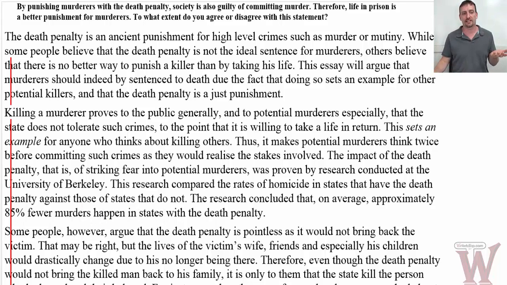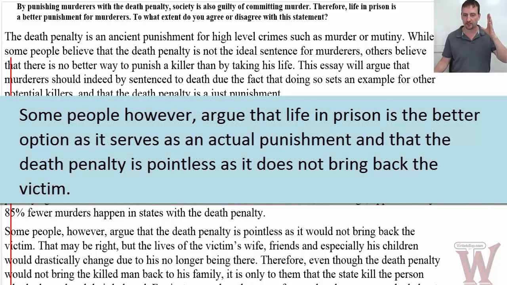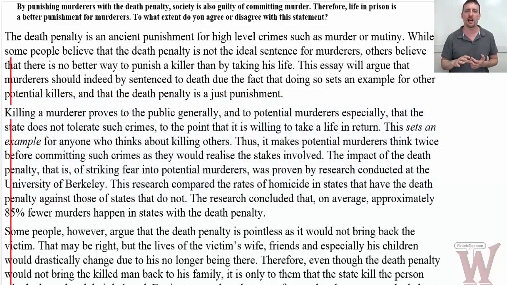Next, when he's going for his concession in the second body paragraph, I would also add a sentence there. Okay, I would write, again, just to bring back the idea of life in prison. I still understand what the task was. Some people, however, argue that life in prison is the better option as it serves as an actual punishment, and that the death penalty is pointless as it does not bring back the victim. That may be right, but, and then he goes on and continues with his line of thinking. 2 sentences added to this essay and you have 7, even 7.5.